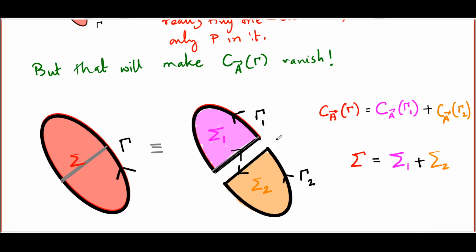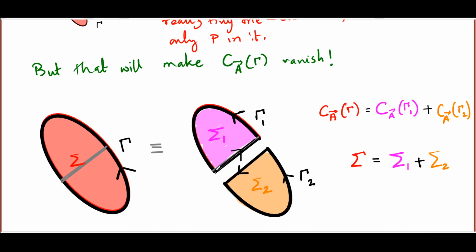Now it's easy to see that the circulation of the vector field A about gamma is nothing but the sum of these two circulations, CA about gamma 1 and CA about gamma 2. When you calculate the line integral of A over the entire loop gamma, you are going to get the contribution from this part of gamma 1 and this part of gamma 2. But gamma 1 and gamma 2 have extra contributions coming from this part and this part respectively. But you must notice that these are actually the same line. I've just split them apart in order to show you what's happening.